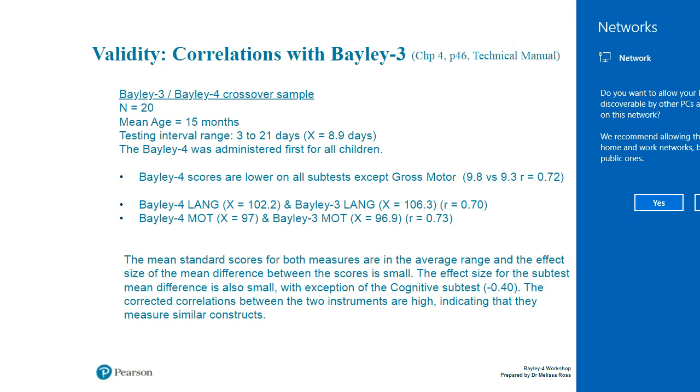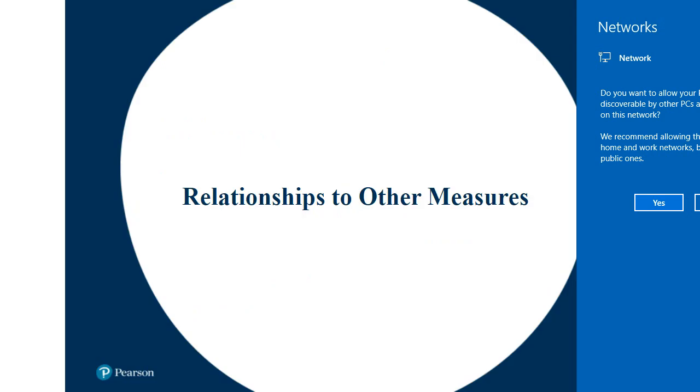The corrected correlations between the two instruments are high, indicating that they measure similar constructs. According to the Flynn effect, Bayley-4 should yield scores that are lower than Bayley-3. This is the case. Now let's consider the relationship of the Bayley-4 to other scales that you may use or be familiar with.